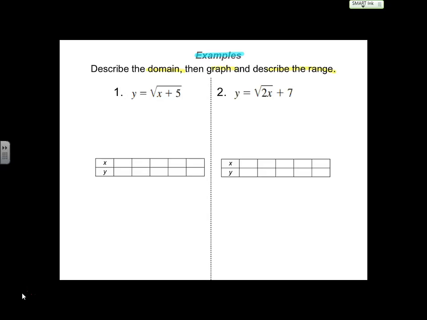I want you guys, even though there's two up here, to see if we can do number one. Start with domain. Radicand greater than or equal to 0. Ready, set, and go. Once you have that, go ahead and try to fill in the table. Once you have that, try to make a graph. Once you have that, see if you can answer the range. How low does it go?